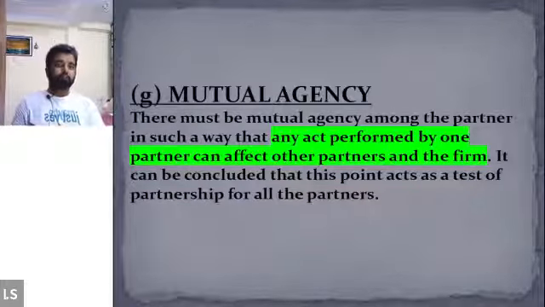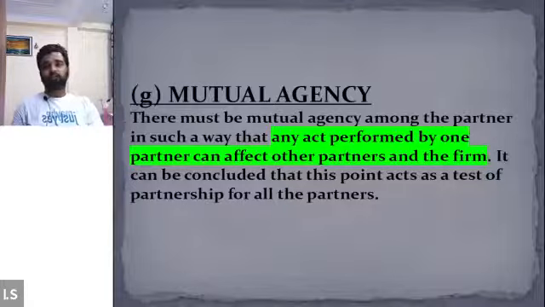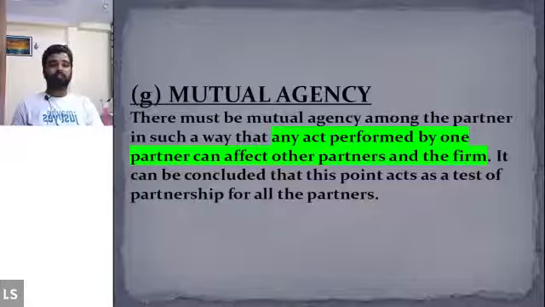Then we also talked about mutual agency. Mutual agency is nothing but the agent and principal relationship between the partners. A partner acting on behalf of the others is considered the agent, and all other partners shall be considered the principal. So there is always a relationship of agent and principal among the partners. That means for an act performed by one partner, all other partners shall be liable. Any obligation incurred by one partner shall automatically apply to the other partners as well.